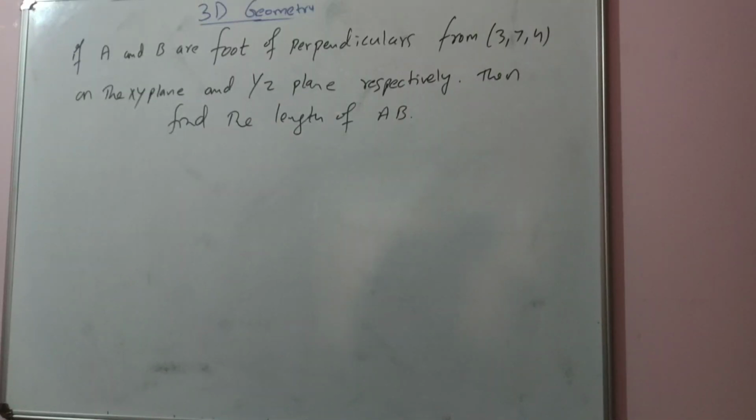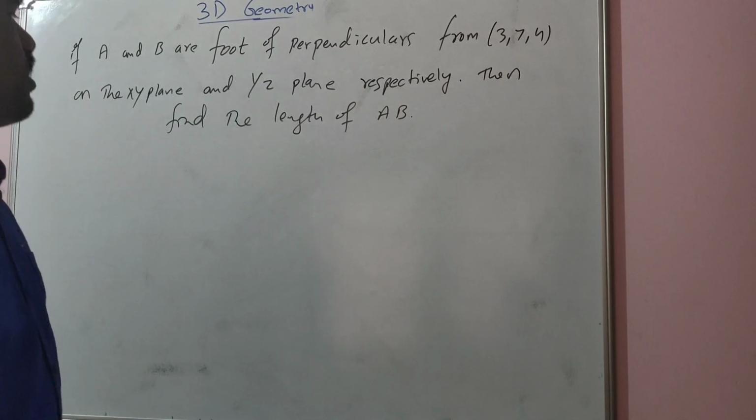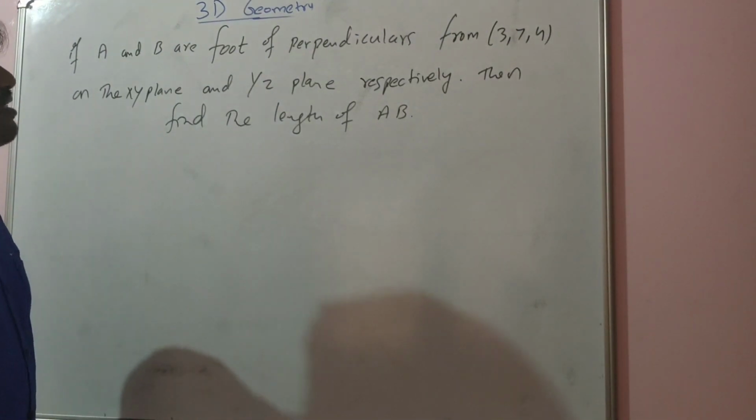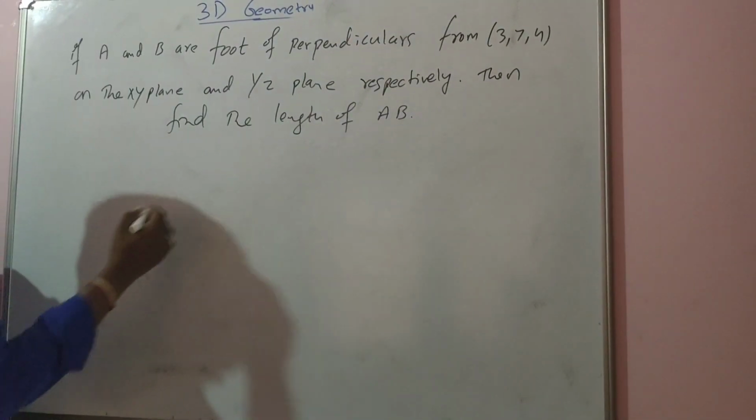Hello students, let us see this question now. Try to understand here. If A, B are the feet of the perpendiculars from the point (3, 7, 4) on the xy plane and yz plane respectively, then find the length of AB. Try to understand this concept.